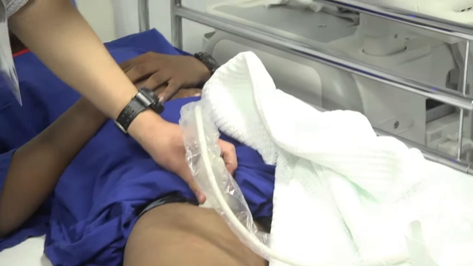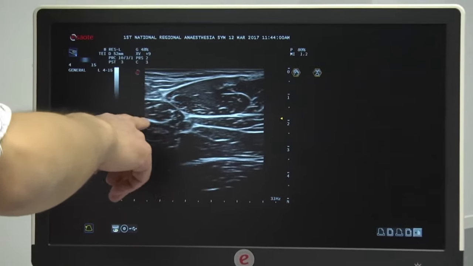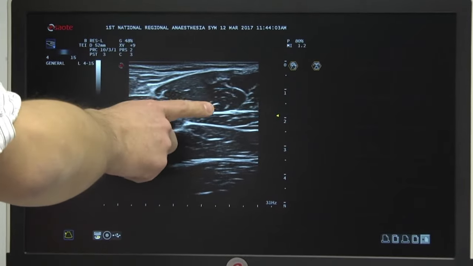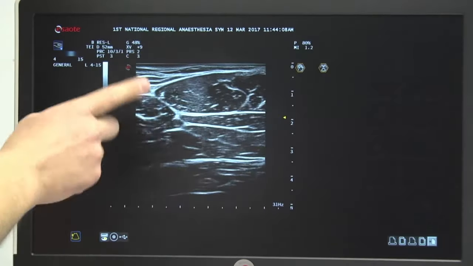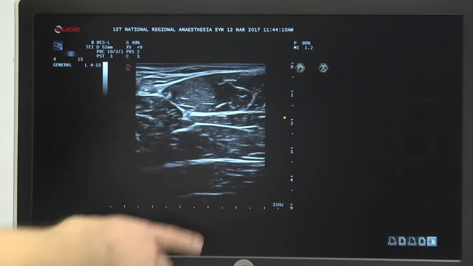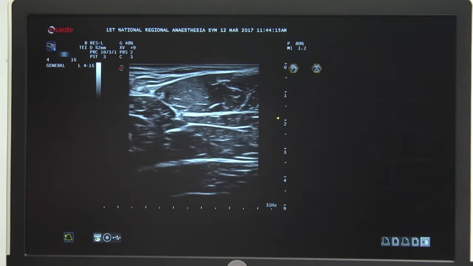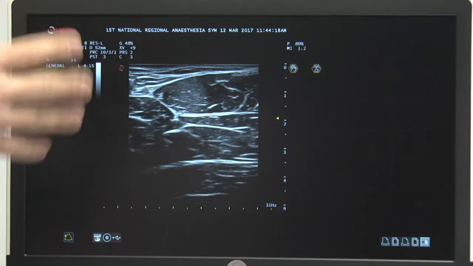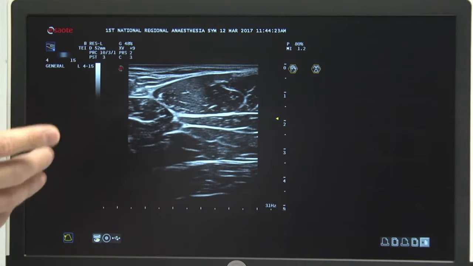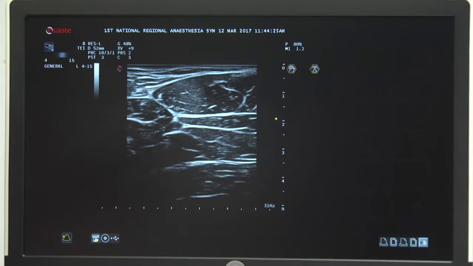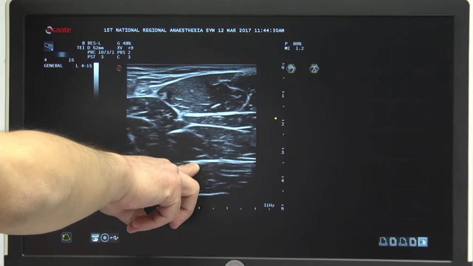Then you can see three adductor muscle layers. The most superficial one is here, the adductor longus muscle, the second one is the adductor brevis, and the deepest muscle is the adductor magnus muscle. So this is the image of the distal approach, and with the distal approach, we have to inject into at least two planes, this plane and this plane.